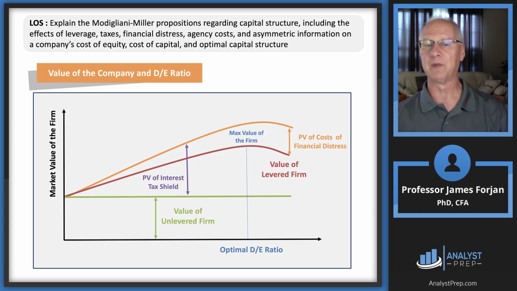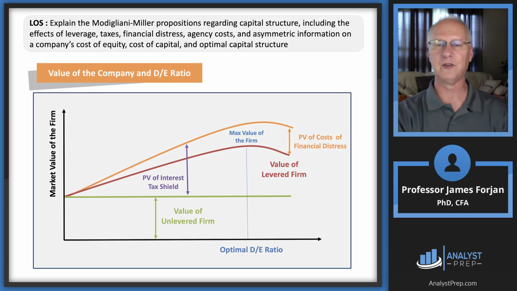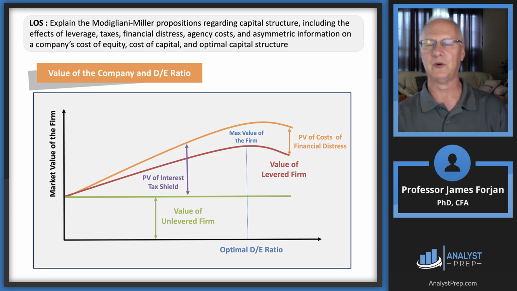So there's an optimal point. And this is simple: the marginal cost of issuing a bond is equal to the marginal benefit of issuing a bond, and that results in an optimal debt equity ratio.